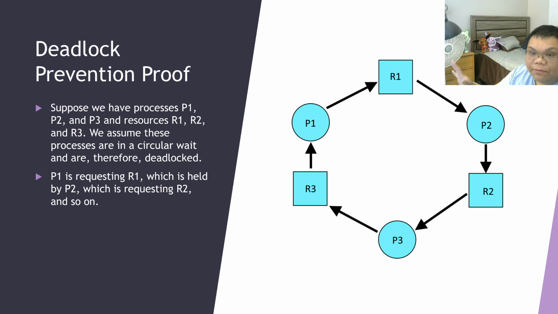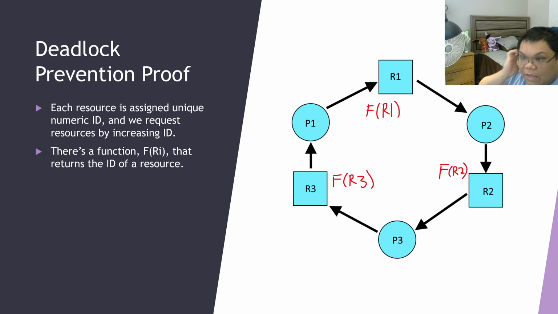So here's a proof of this. Suppose we have processes P1, P2, and P3, and resources R1, R2, and R3. We assume these processes are in a circular wait and are therefore deadlocked. P1 is requesting R1, R1 is allocated to P2, P2 is requesting R2, R2 is allocated to P3, P3 is requesting R3, R3 is allocated to P1.